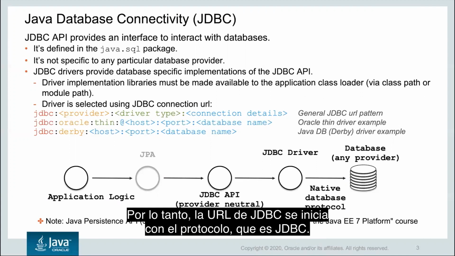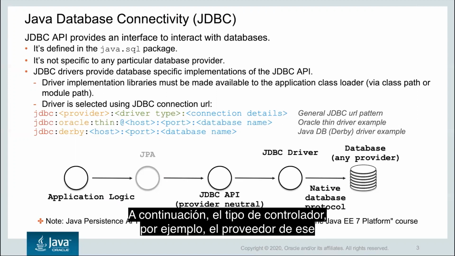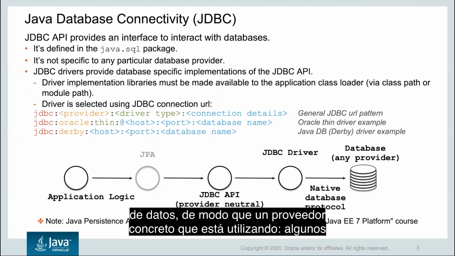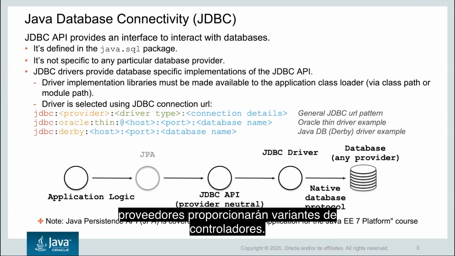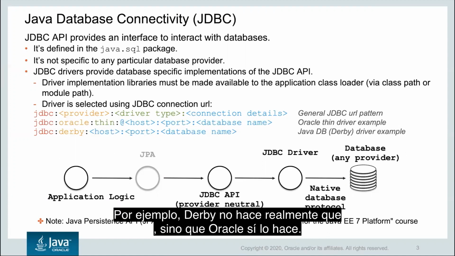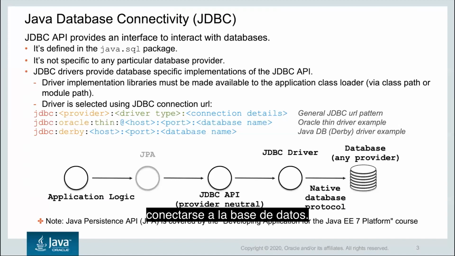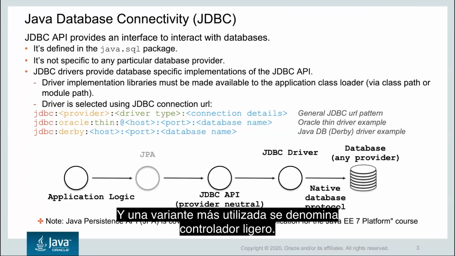Okay, so the JDBC URL starts with a protocol, which is jdbc, then the type of driver. For example, the provider of that driver is Oracle, or the provider of the driver is Derby. It's just another database. So which particular provider you're using. Some providers give us variants of drivers. For example, Derby doesn't really do that, but Oracle does. Oracle has several different variants of how exactly you would like to connect to the database. And the most commonly used variant is called thin, the thin driver.